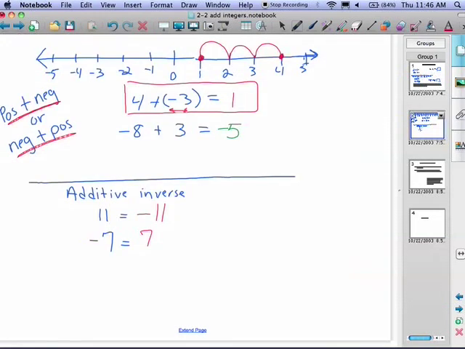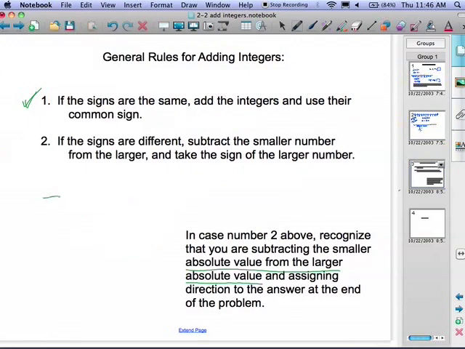So we're actually going to steal our problem, negative 8 plus 3, and write it right here, negative 8 plus 3. We're going to use case number 2. If the signs are different, this is a negative plus a positive. We are going to subtract the smaller number from the larger number. Just looking at the magnitudes of these numbers, recognizing that you are subtracting the smaller absolute value from the larger absolute value. Okay, 3 is smaller than 8. So we do 8 minus 3, and that gives us 5.